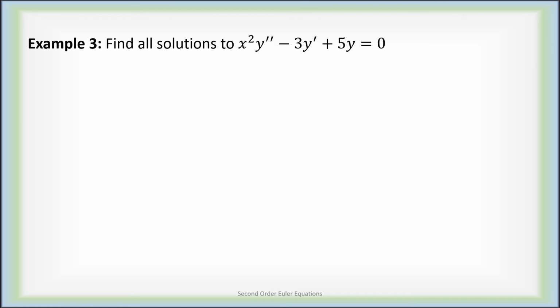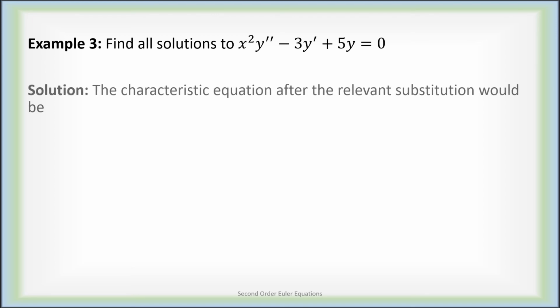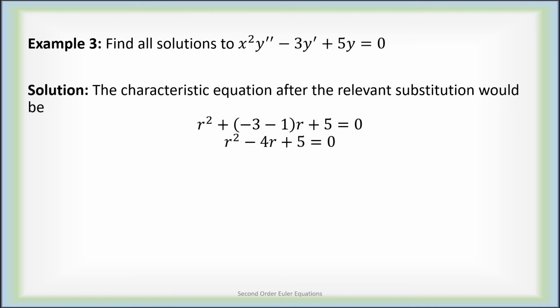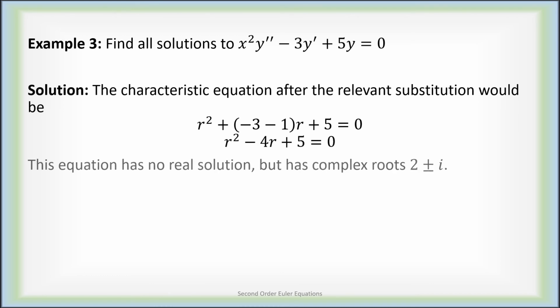And let's do another example, finding all solutions to x squared y double prime minus 3y prime plus 5y equals 0. After we make the relevant substitution, the characteristic equation would be r squared plus negative 3 minus 1 times r plus 5 equals 0. In other words, r squared minus 4r plus 5 equals 0. However, this quadratic has no real roots. There are, however, two complex roots, 2 plus or minus i.